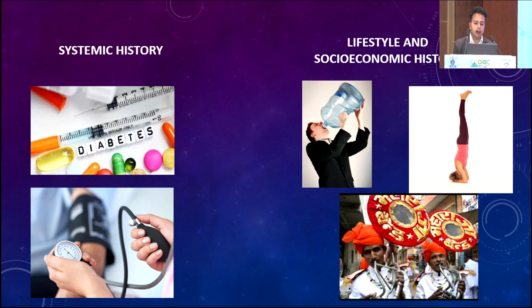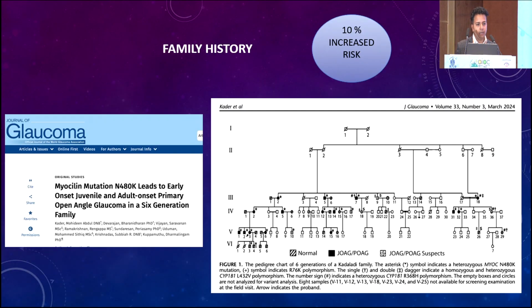Some patients have lifestyle habits, like having a lot of water in the early morning, and some yoga postures like Sirsasana are known to cause raised IOP. Along with that, we have to ask about the socioeconomic history of the patient. Some occupations like trumpet blowers are known to have increased IOP. Family history of glaucoma also carries an increased risk of glaucoma.